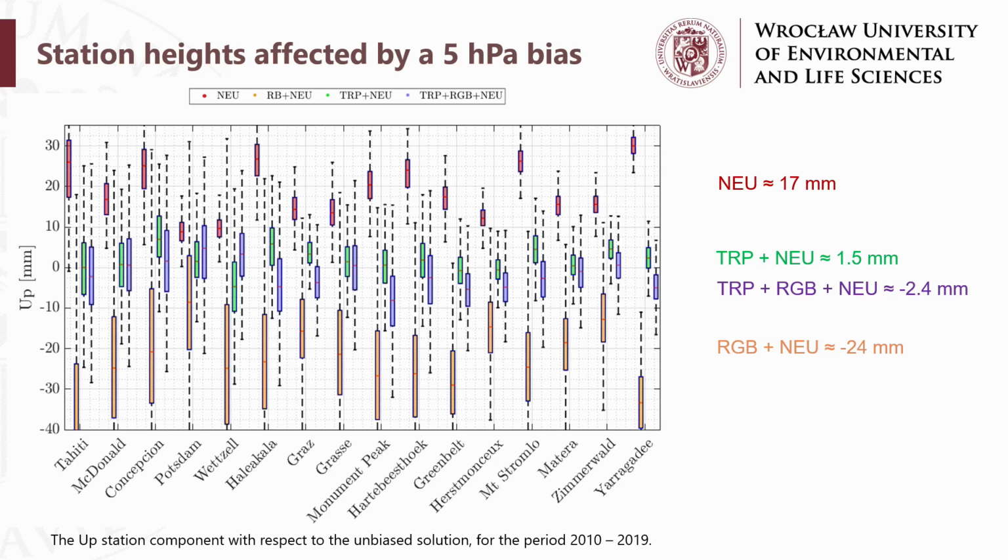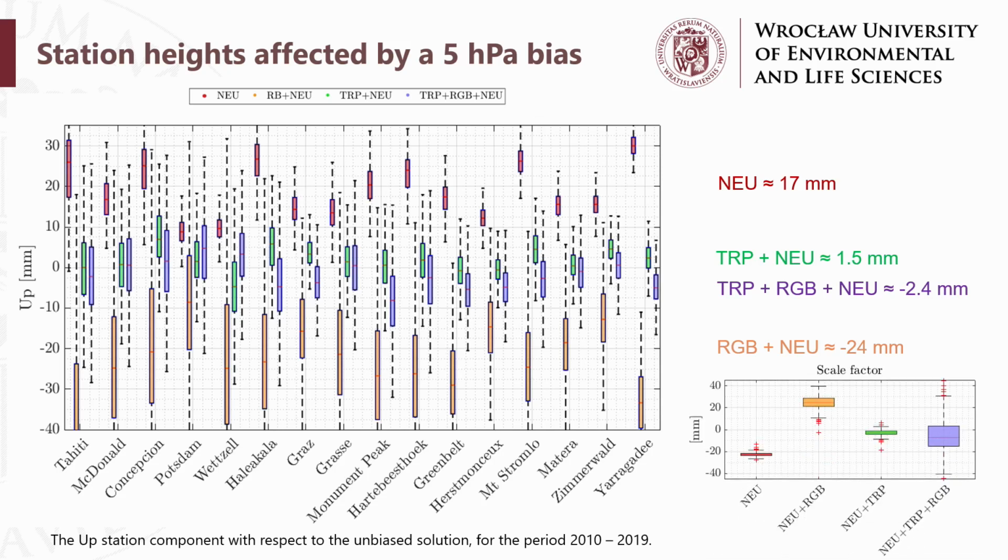If we estimate the tropospheric bias, the bias for the up component is reduced to 1.5 millimeter. It's negative, and the solutions become a little bit noisier for the situation when we estimate at the same time tropospheric biases and range biases. If we just estimate the range biases, the up component of station coordinates becomes much more noisy, and we have the negative offset of minus 24 millimeters.